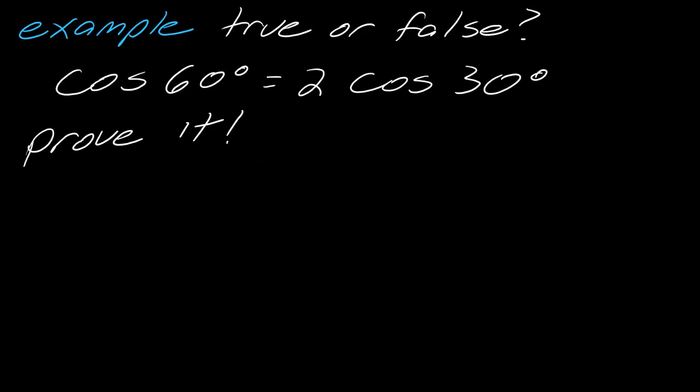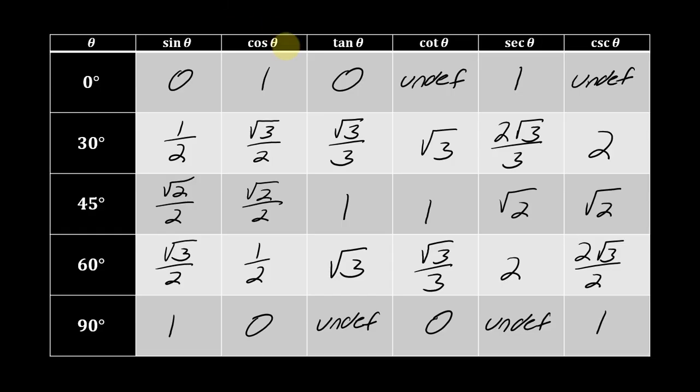And then the last thing I want to talk about are things like true or false statements and having to prove them. So I've got cosine of 60 degrees equals 2 cosine of 30 degrees. So is it true or false? So you need to actually prove these and know why. You don't want to just make the guess of, I think it looks true, that looks good to me. No, don't do that. So we've got 60 degrees and 30 degrees. That's what I'm interested in. So cosine of 30 degrees, cosine of 60 degrees.